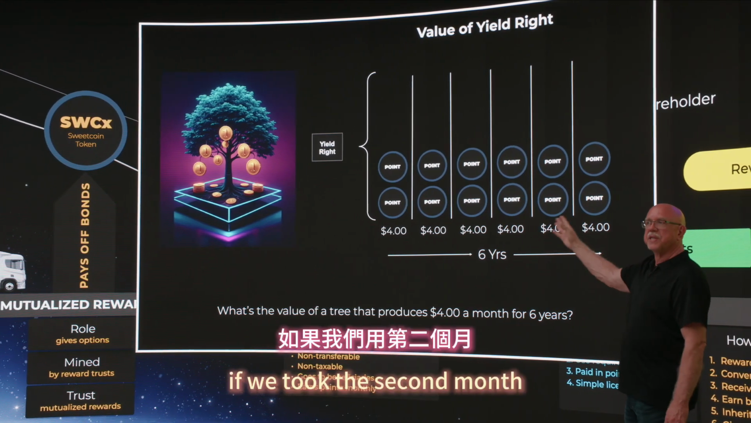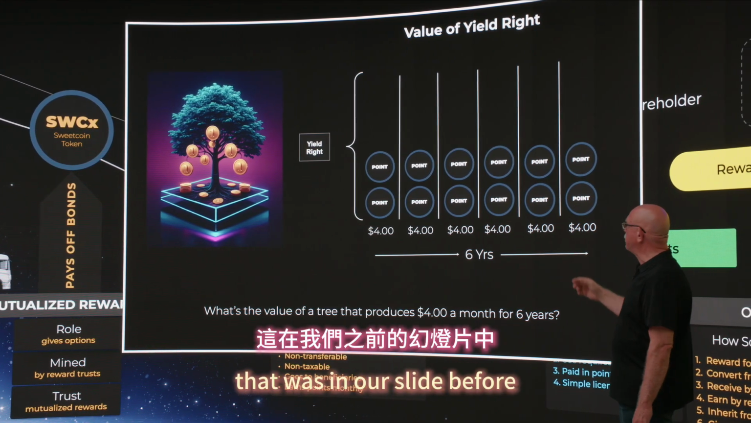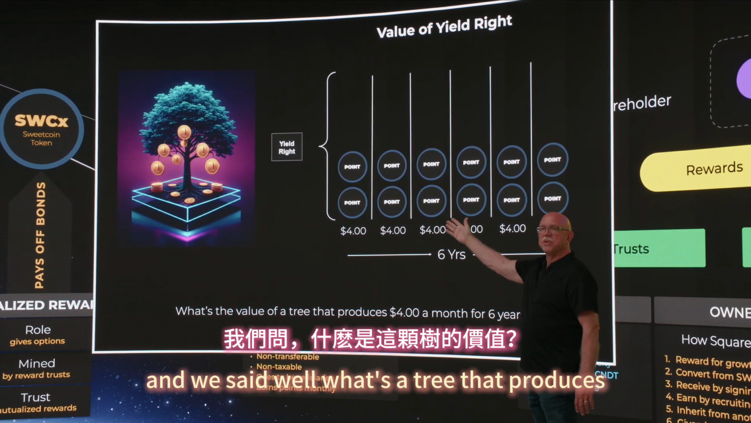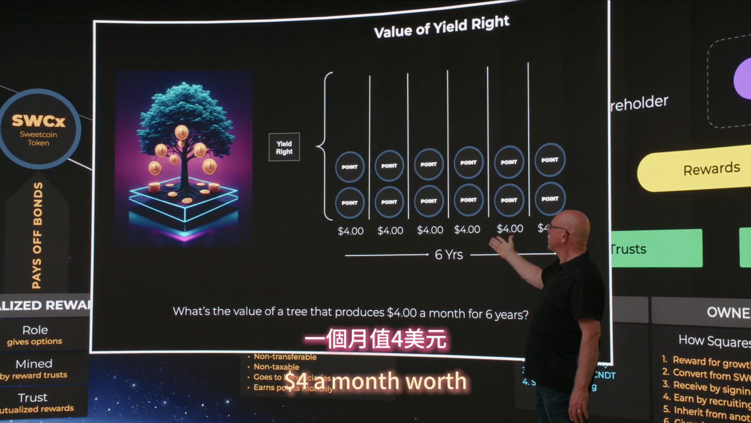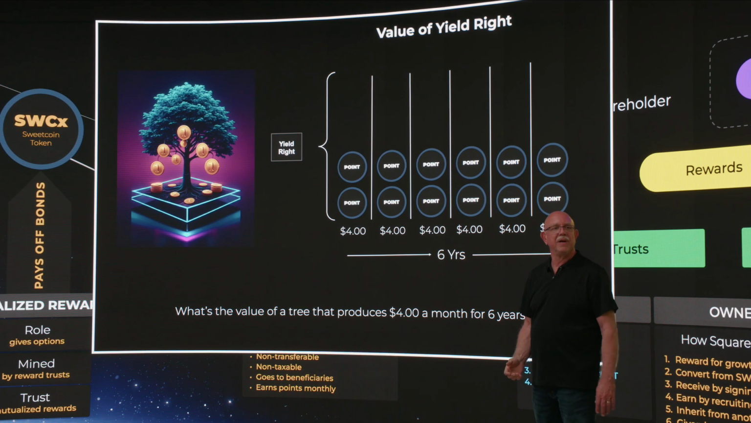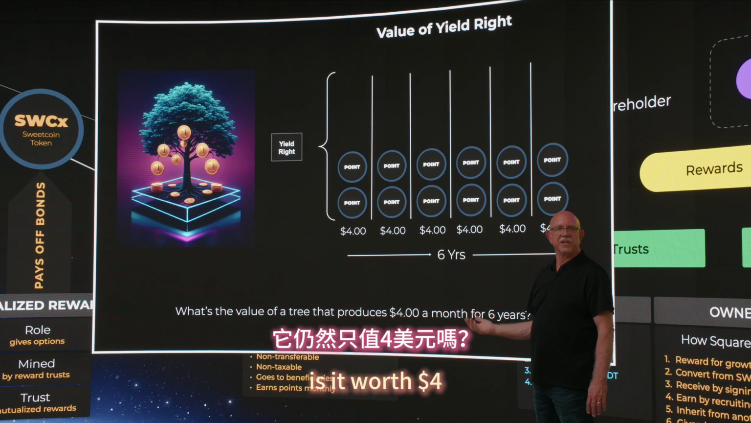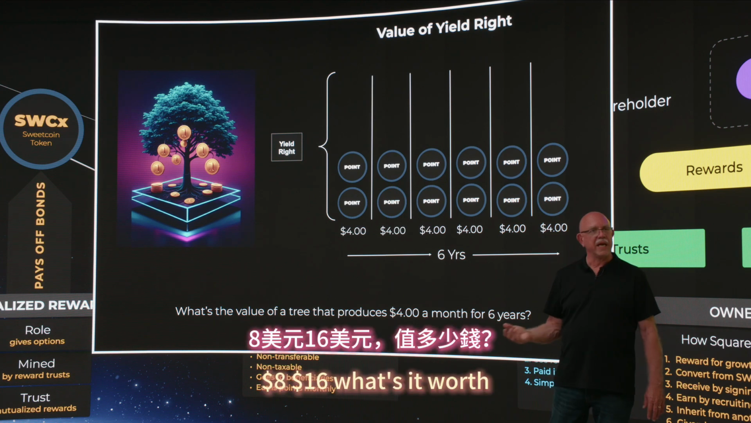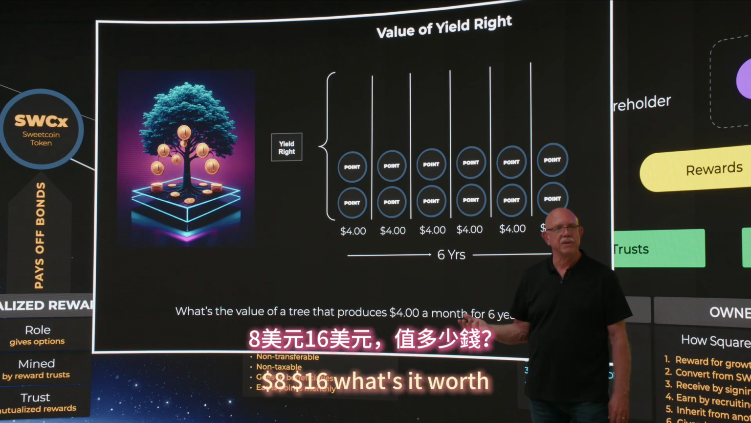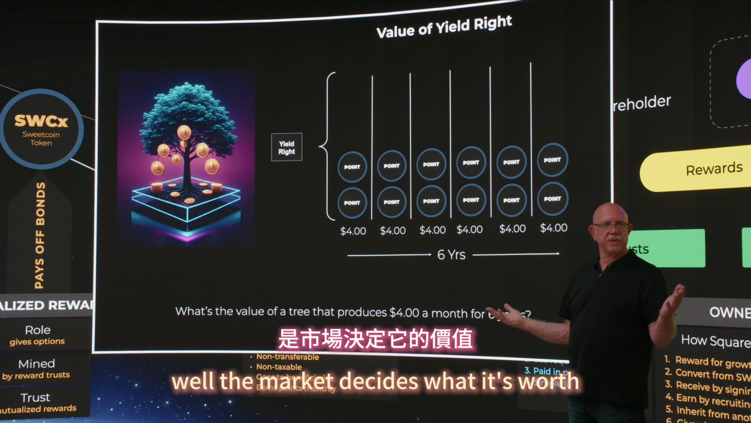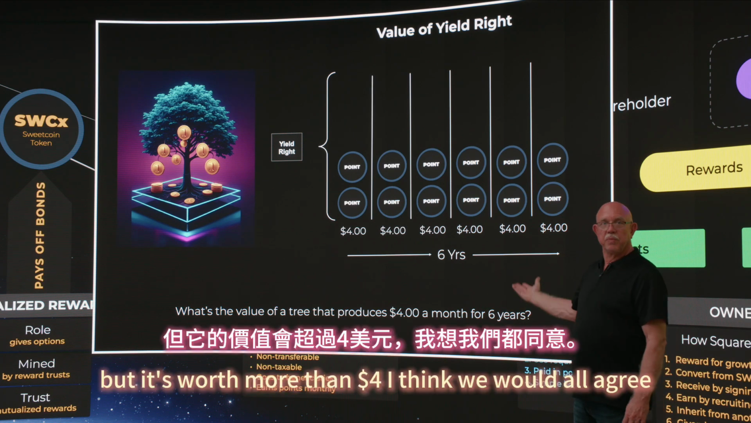If we took the second month that was in our slide before, and we said, well, what's a tree that produces $4 a month worth over a 6-year period of time? Is it worth $4, $8, $16? What's it worth? Well, the market decides what it's worth. But it's worth more than $4. I think we would all agree.